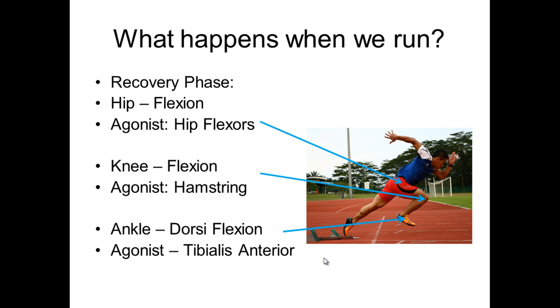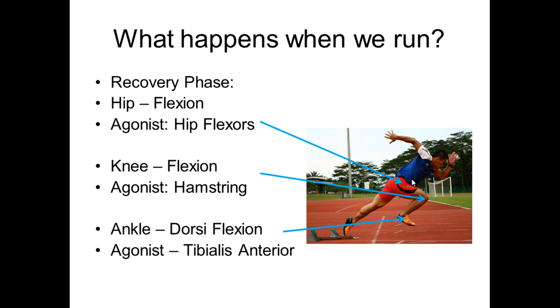Now the next phase of running is the recovery phase, and this represents the other leg here as it's being raised up. So the hip is now in flexion, and you'll notice that the angle between the leg and the upper body here is reduced, so it's in flexion, and the agonist for this movement is the hip flexors.